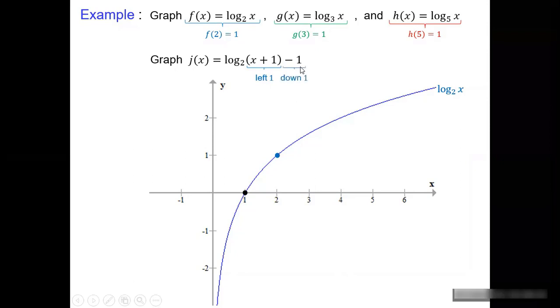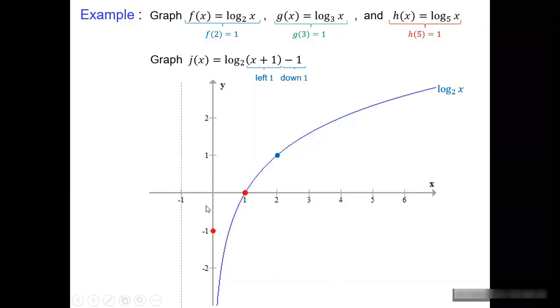So the same types of transformations apply. So I'm going to move each point left 1 and down 1, left 1 and down 1. And so both of those blue points have now become the red points, and I now need to connect the dots to create the same shape. The problem is that the y-axis was a line that acted as the vertical asymptote. But now if I move it left 1, I have no vertical line to get close to.